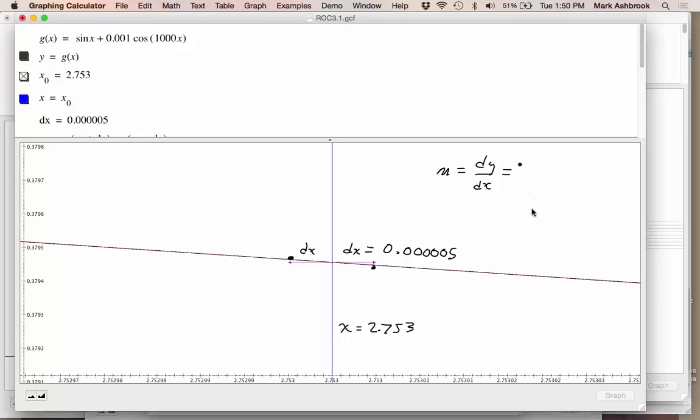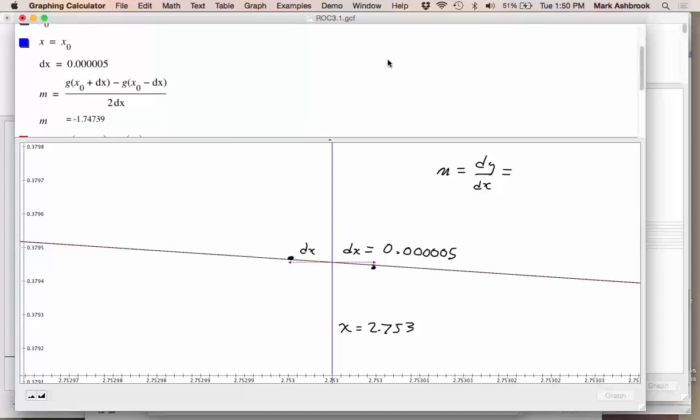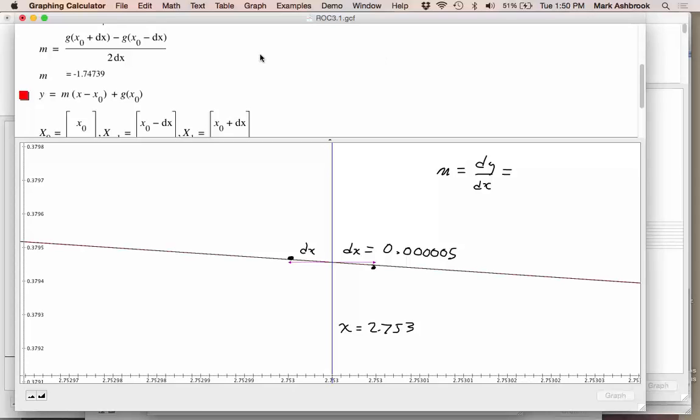Okay, but then the program that you had did that for you, and you're analyzing how it did it for you. Okay, so here's that. We were making sense of this formula right here that was doing it for you. So how is that top thing the change of y? Well, it's the final value of y, which is g of 2.753 plus dx, minus the initial value of y, which is g of x naught minus dx, over 2 dx. So hopefully you made sense of that as a way of calculating dy over dx.